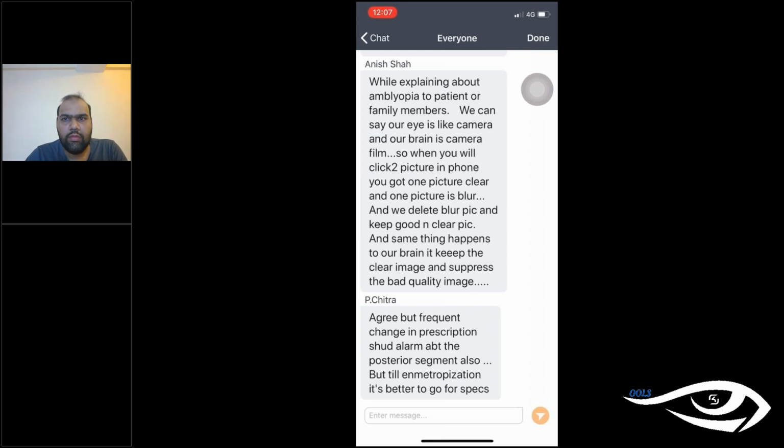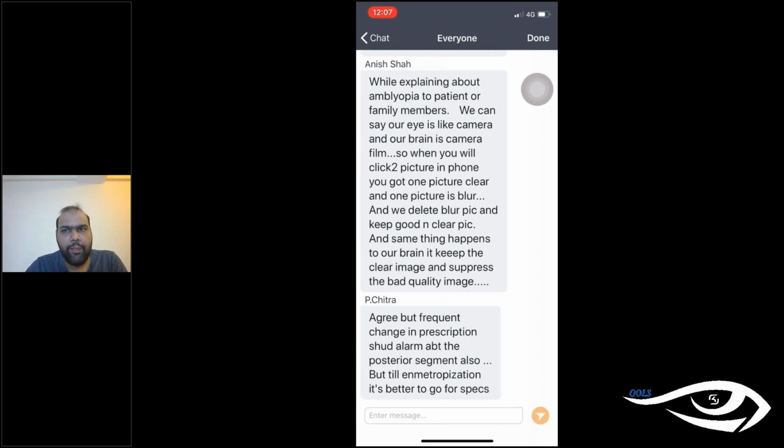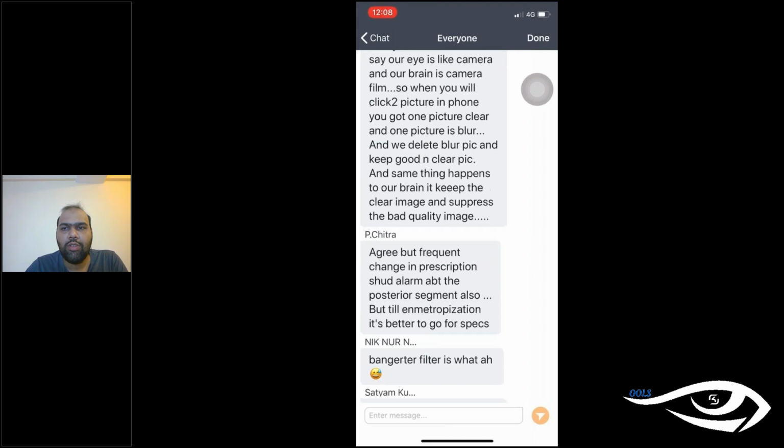Suppose a patient has a lag of accommodation, at that time you have to prescribe plus lenses for the near to relax the accommodation. Sometimes we have to keep bifocals very high, and second, you have to prescribe plus lenses for the near. That is a very good thing. Okay, so you have experience prescribing bifocals to amblyopia patients, and it has worked. Yes, I have prescribed to many people, and I have good results.